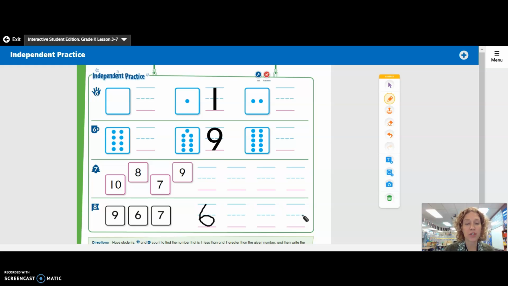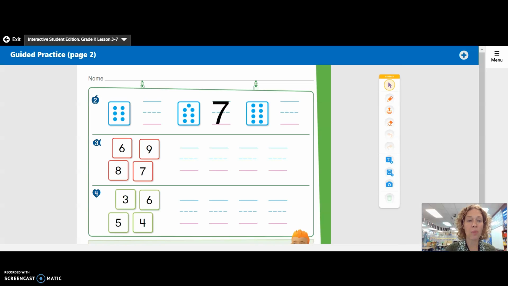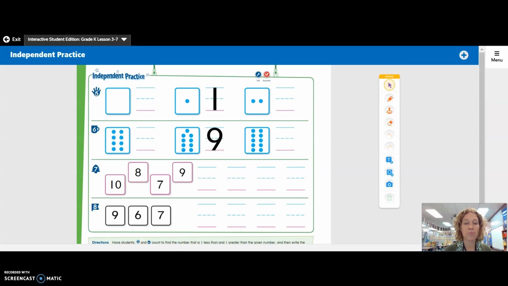When you're done, make sure you take a picture and send it to your teacher so we can see your fabulous work. Not only do we want to see your independent practice, I want to see this one, but we also want to see the other one that we already did together already. Okay, so make sure you show us both of those. We want to see both.